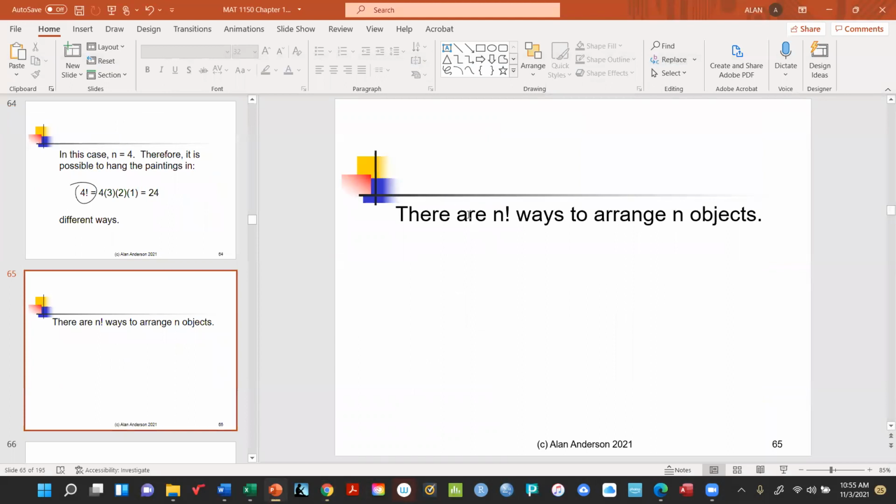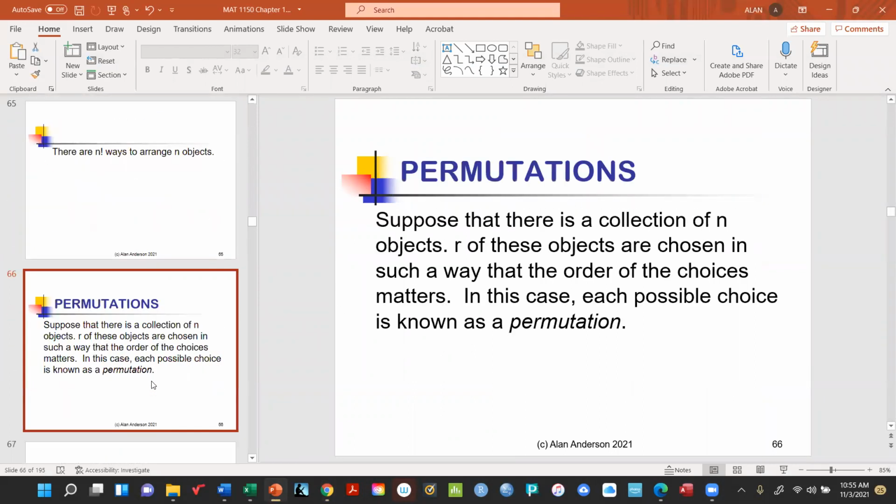So in general, just as a general note, there are always going to be n factorial different ways to arrange n objects. Now, the next concept that we're going to be looking at involves something a little different. Rather than just arranging a group of objects, we're actually going to make selections from a group.